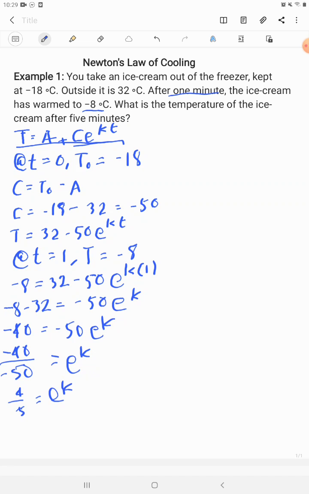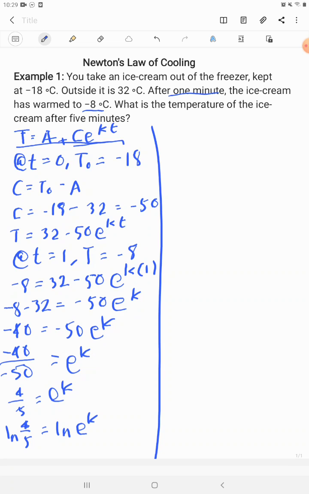This time we will take the natural logarithm of both sides so that we can obtain k. So ln of 4/5 equals ln of e to the power of k. Okay. So we have k, finally we have k equals ln of 4/5. Alright? So k is equal to ln of 4/5.